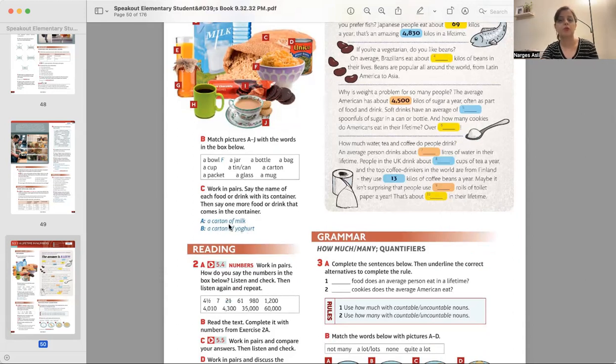Then say one more food or drink that comes in the container. Okay, a carton of milk, a carton of yogurt.